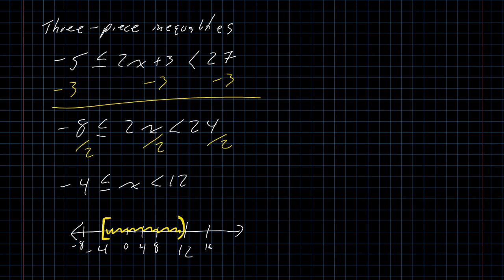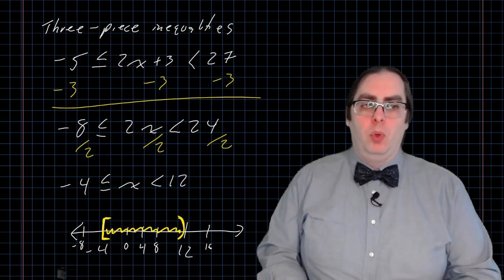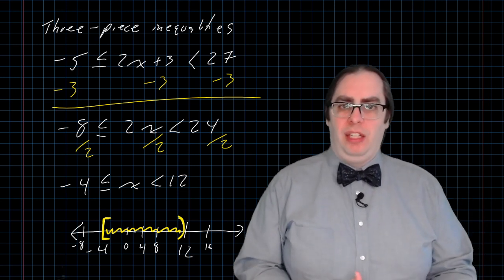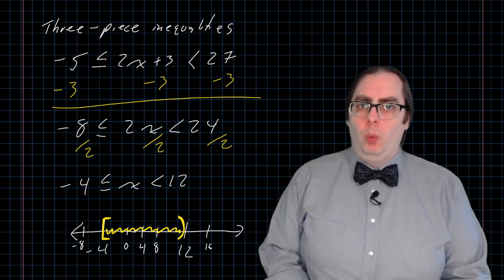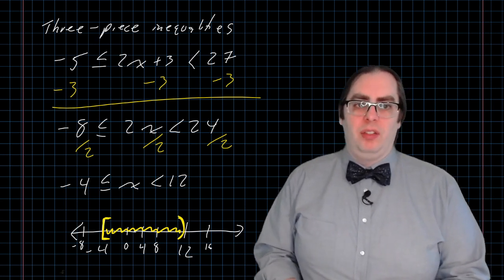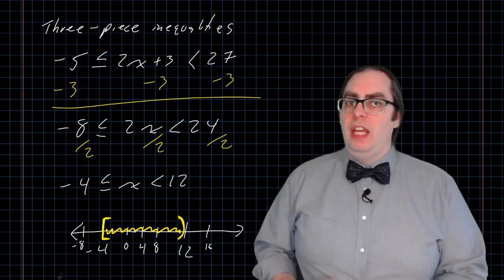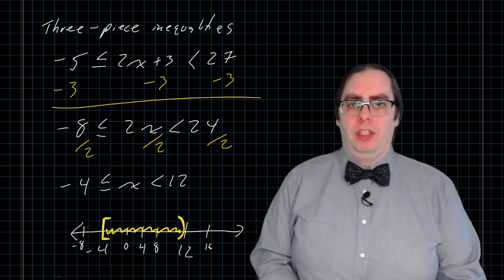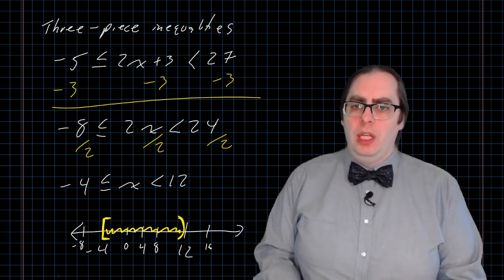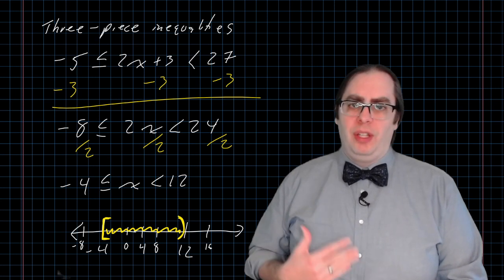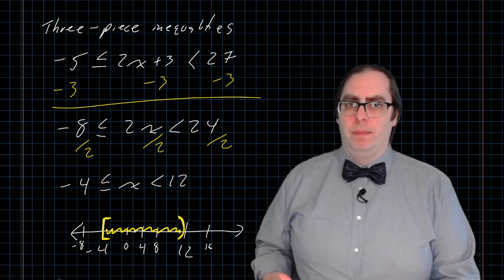Three-piece inequalities are useful in a number of applications. The one that might be most important for our course is they are another way of discussing a tolerance. We've used the significant digits shorthand for this entire course, and we will continue to use the significant digits approximation for the rest of the course, but three-piece inequalities do allow us another option that gives a little bit more precision.